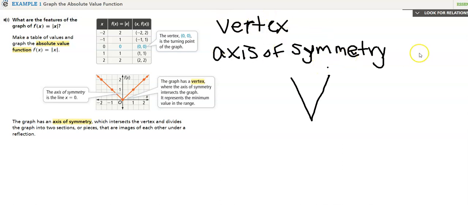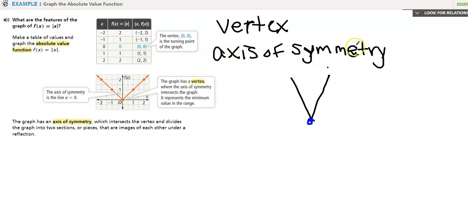Vertex, if you've heard it before, is the point of an angle, right? It's like where the two lines meet. So for example, the vertex of this V shape would be right here.